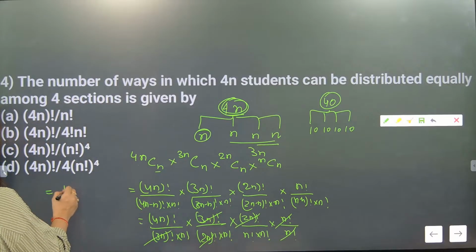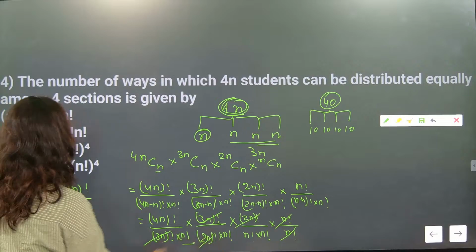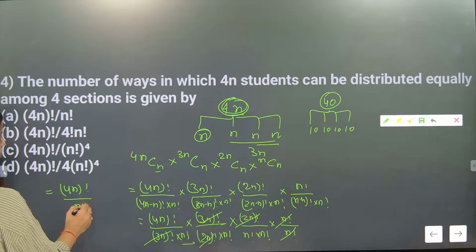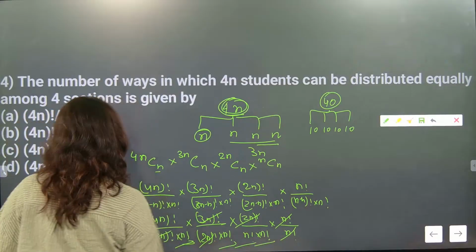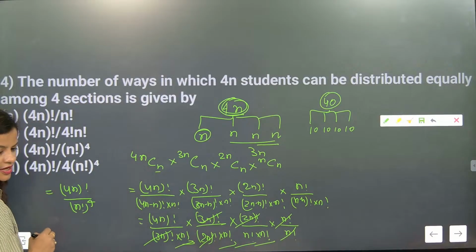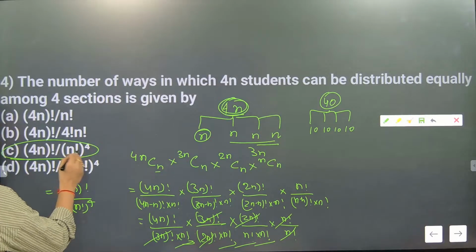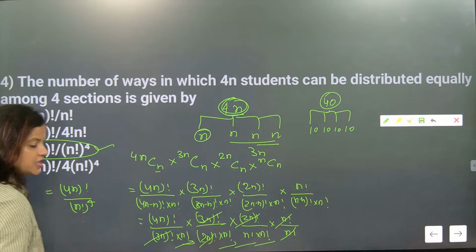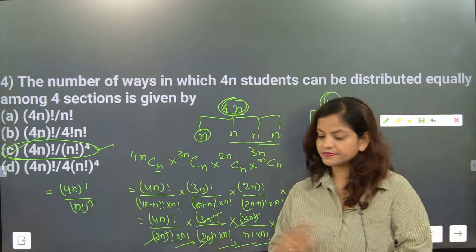What is the final conclusion? 4n factorial by how many times n factorial is coming? n factorial to the power 4, because this one will multiply with this one, with this one, with this one. So the answer here is 4n factorial by n factorial to the power 4. So C is the correct answer. Come on, go for it. C will become the correct answer.